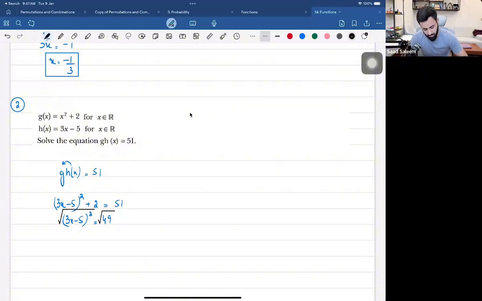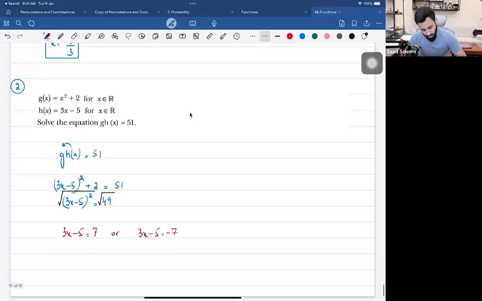And remember what happens when you take the square root on both sides? You have 3x minus 5, which is equal to 7, or 3x minus 5, which is equal to minus 7. So you solve this, you get x is equals to 4, and then you solve this, you get x is equals to minus 7 plus 5, that's minus 2, so minus 2 upon 3. And both these answers will be acceptable.